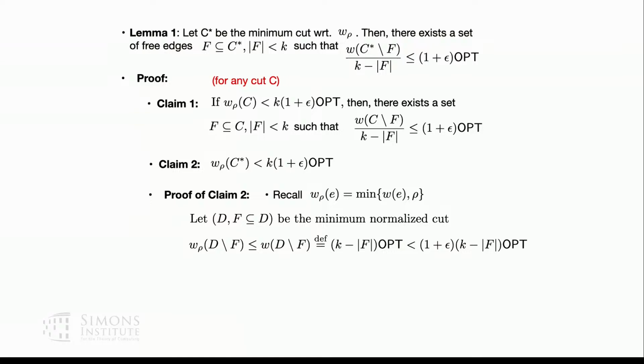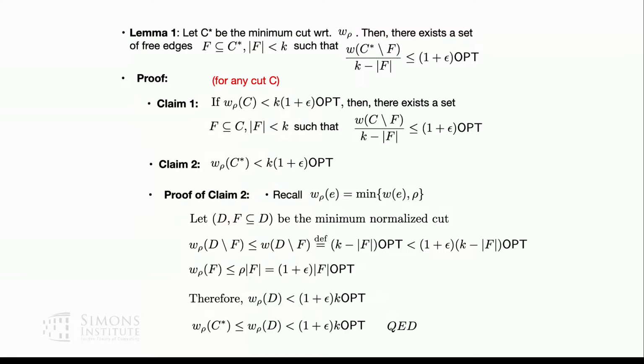Also, look at the weight of f. We know that it's at most rho times f, because we truncate, so it cannot go beyond rho, and by definition rho is 1 plus epsilon times f. Now we just add them together, and we get that the minimum normalized cut satisfies the bound of 1 plus epsilon times k opt, and therefore there has to be a min cut inside this weight that is smaller than 1 plus epsilon k opt. Then we are done with claim number 2.